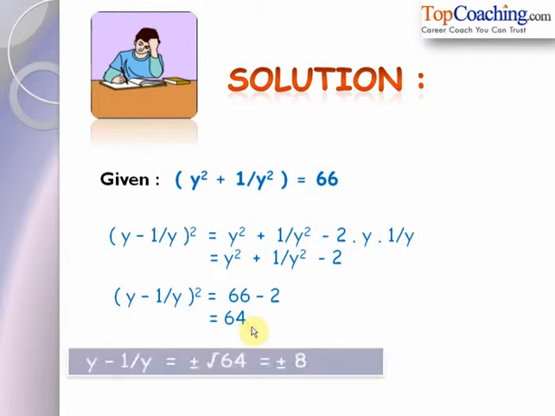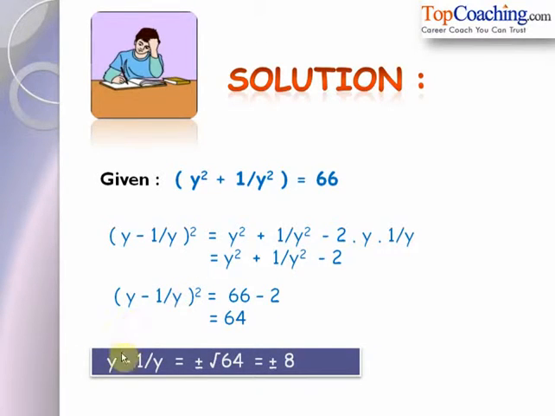And if we take the square root on both sides, we get the answer as y − 1/y is equal to plus minus the square root of 64. Now this is equal to plus minus 8. Thus the value of y − 1/y is equal to plus minus 8. So simply using the identity, we have solved this problem.